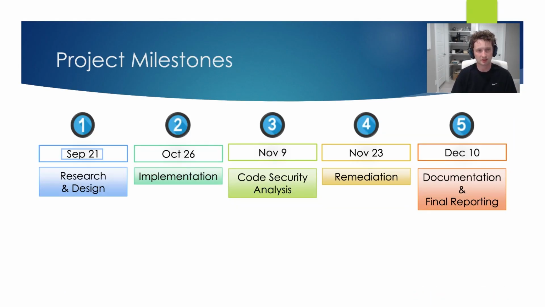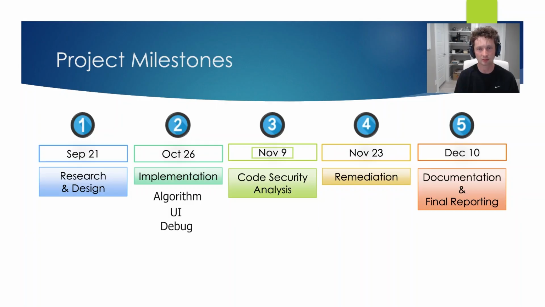We are currently done with our research and design for our project, so we found the algorithm that we want to implement to encrypt our messages on our messaging app. Now we have a little more than a month to implement all of that. So by October 26th, we want to have implemented the algorithm, have the user interface complete, and have it in a space where we can iron out all the bugs.